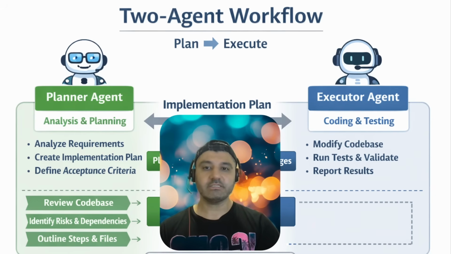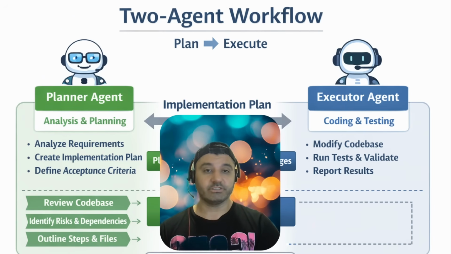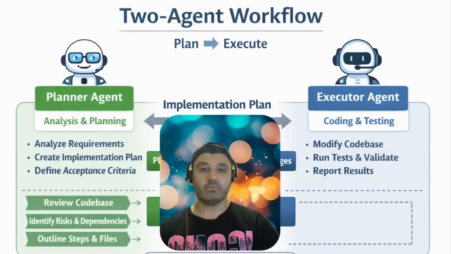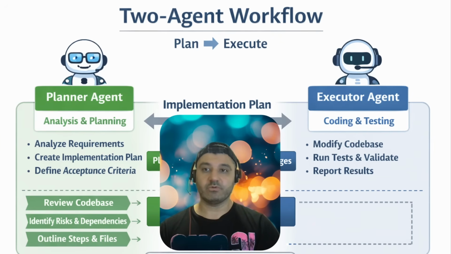My planner agent is a strong model, which will analyze and plan everything. He will create the implementation plan, define the acceptance criteria, and then when the plan is ready, the executor agent comes in. He's the fast one, he will just implement the plan. Under the hood, he will modify the code base, run the tests, validate, create the reports, and when I approve the plan, everything will be implemented.